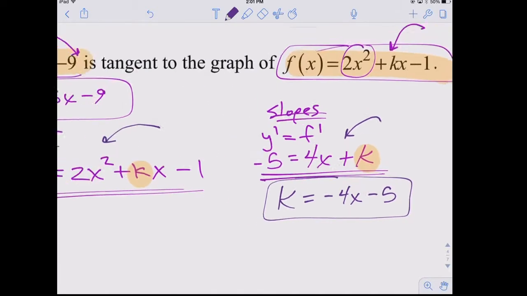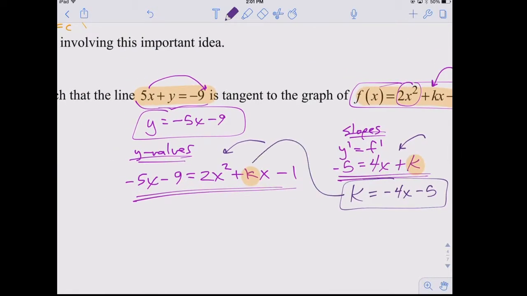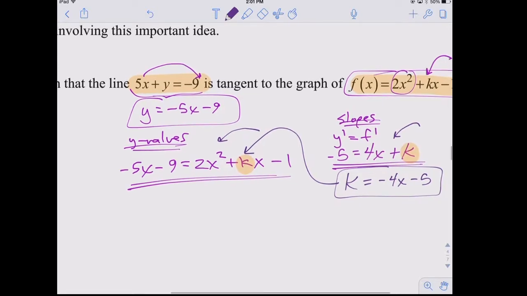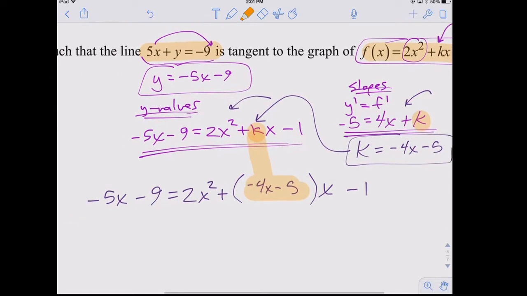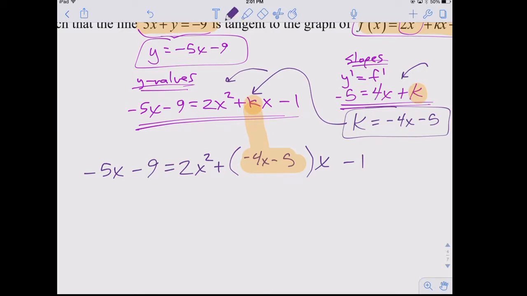And what I can then do is come over here to this other equation and plug in for k right there. And we have to be careful, right? So here we go. Negative 5x minus 9 equals 2x squared plus parentheses, k is negative 4x minus 5, times the x and then minus 1. So that's just the substitution right there. Now I have one equation with one unknown. We just got to solve for x.